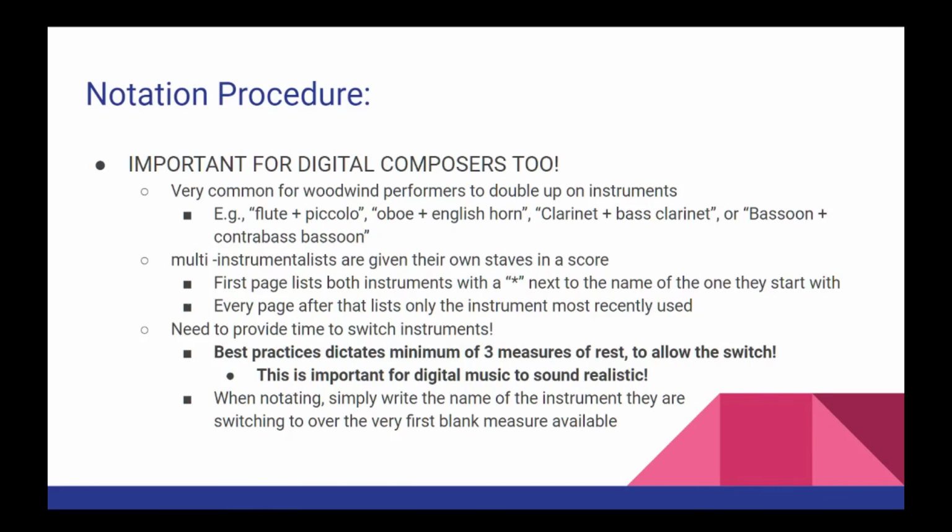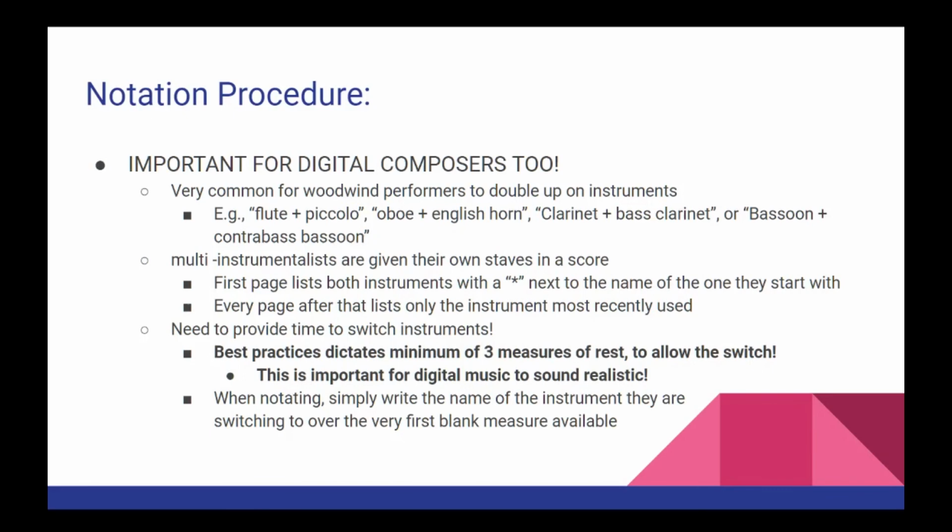Now, where this comes into play for all of you strictly digital composers is that you need to provide time in your music for these performers to switch the instruments. Courtesy dictates that you should provide at least 3 full measures of rest for the performer to put down their first instrument, pick up their second one, and to blow some warm air into it before they start playing. This is very important for making your music sound as realistic as possible, because it's just not possible for a single player to perform one instrument for a measure and then instantly switch instruments for the very next measure.